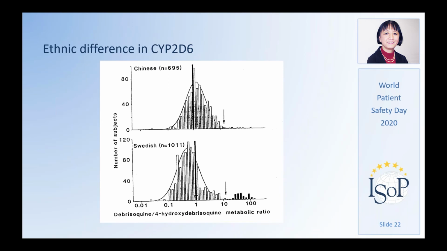Now, let's look at the interethnic differences in 2D6. Here it shows 2 populations, the Chinese and the Swedish Caucasians. You see 2 differences. The first one is there is a lower frequency of poor metabolizers in Chinese compared with the Swedish. And another difference is the right shift in the peak in the Chinese compared with Swedish. Why is that?